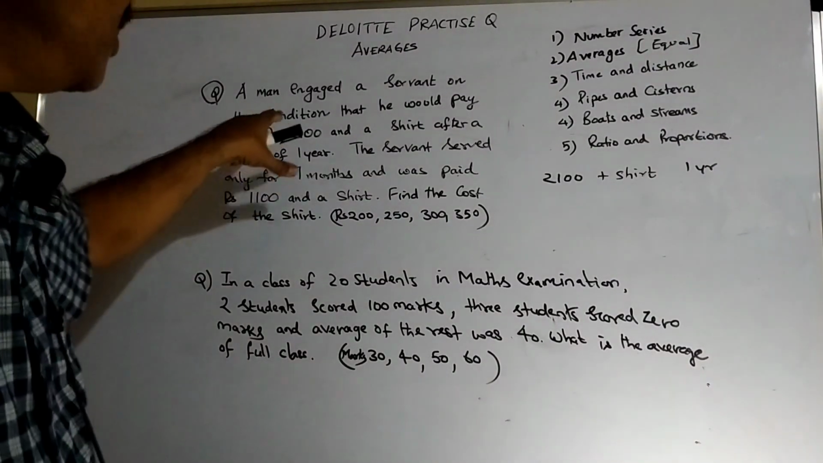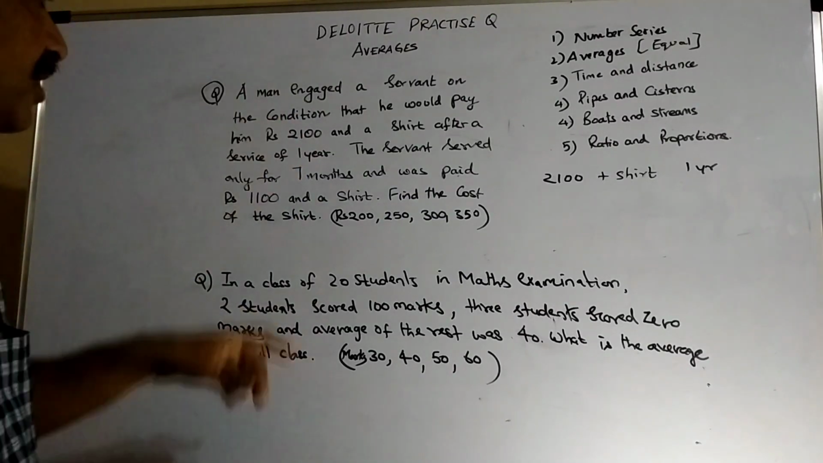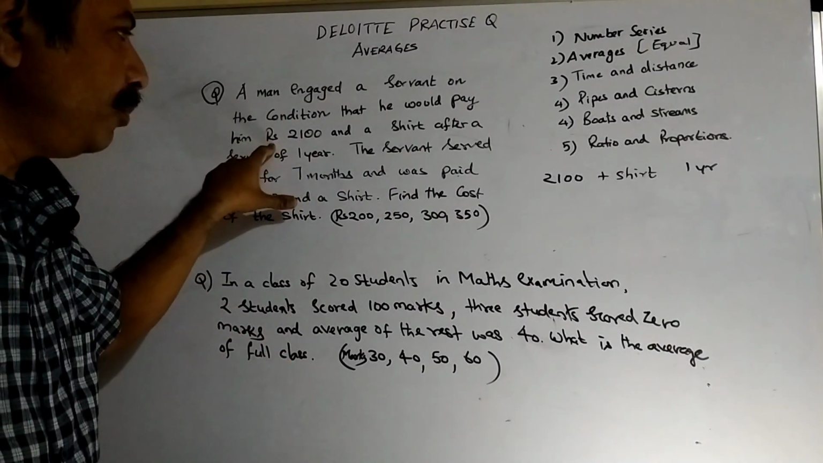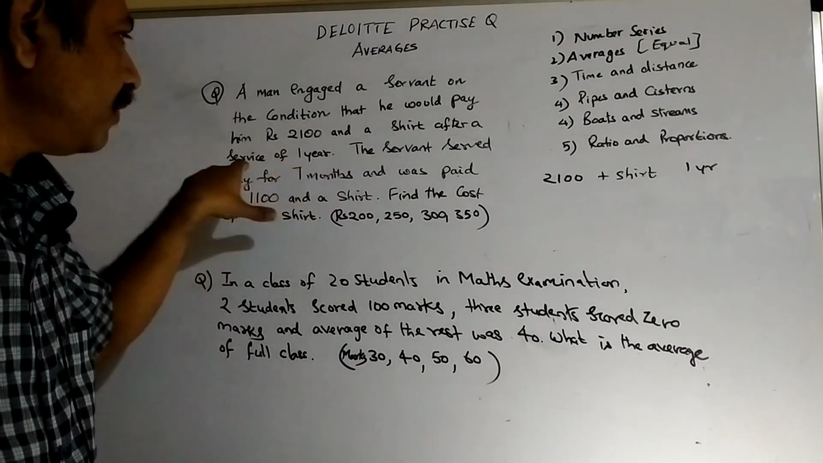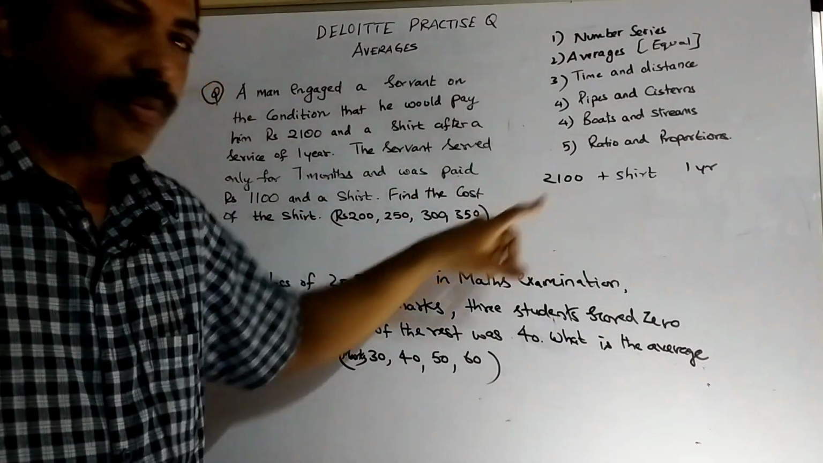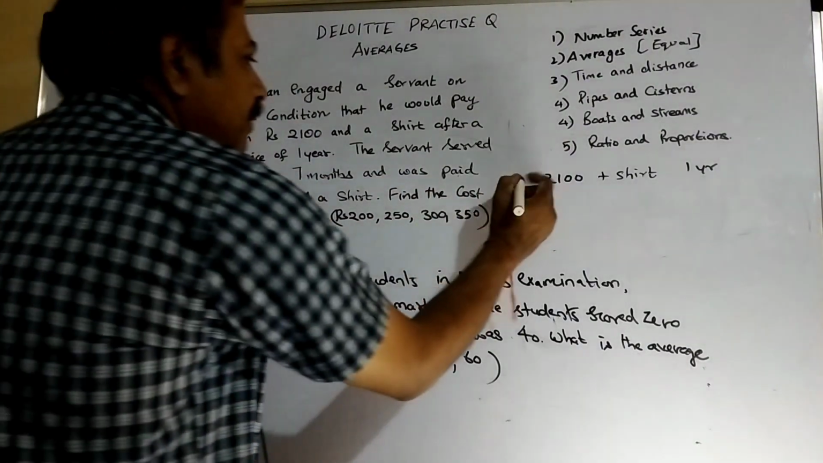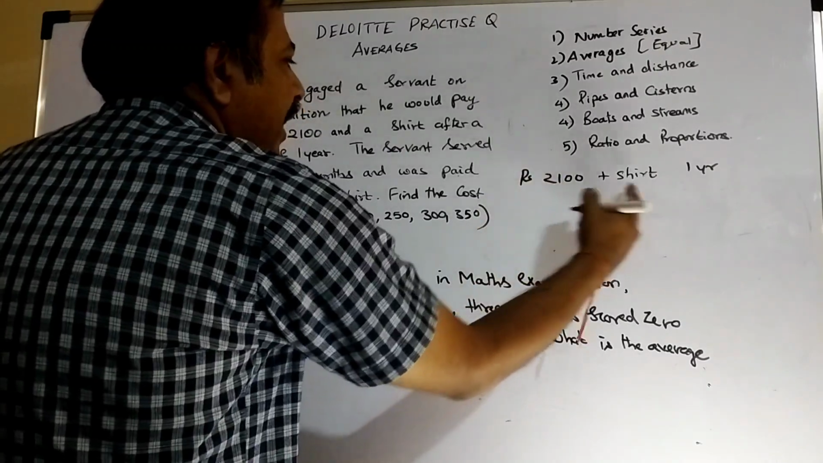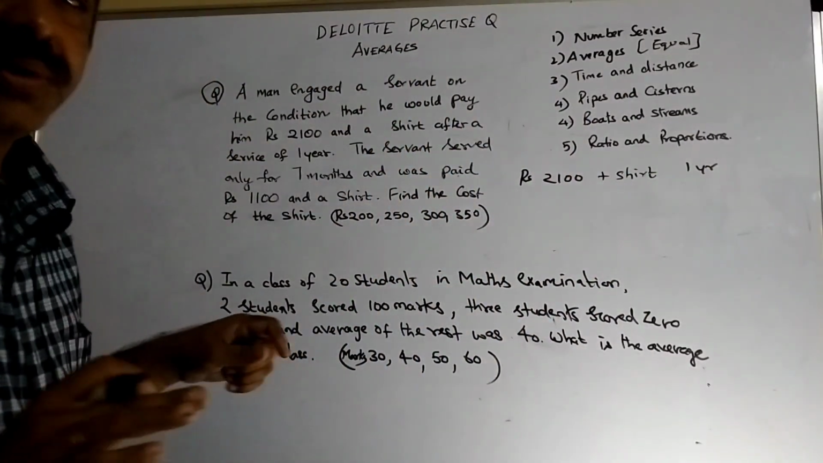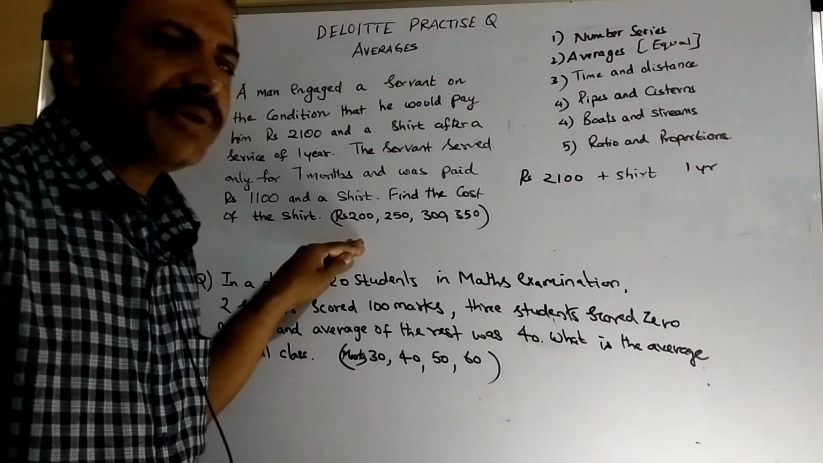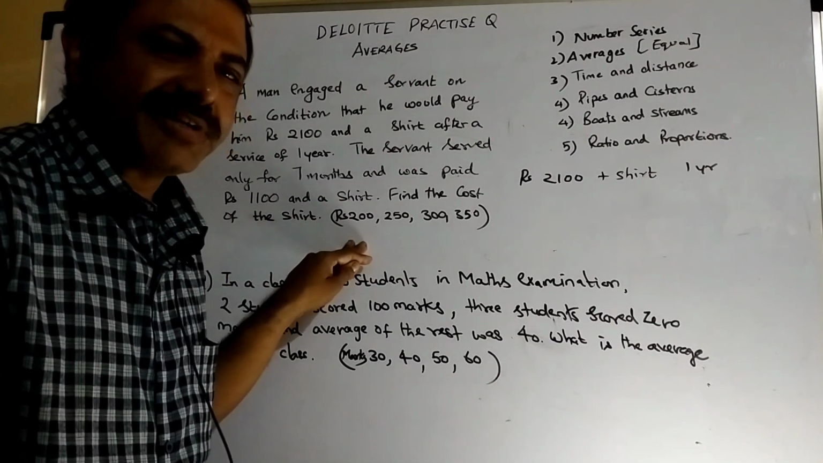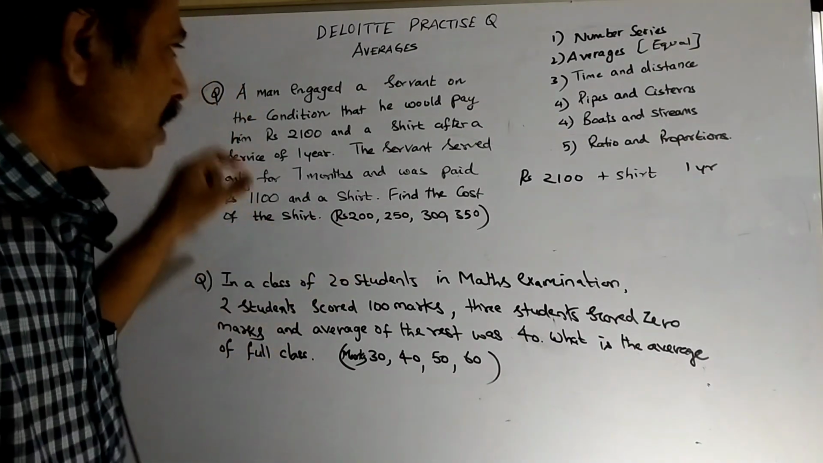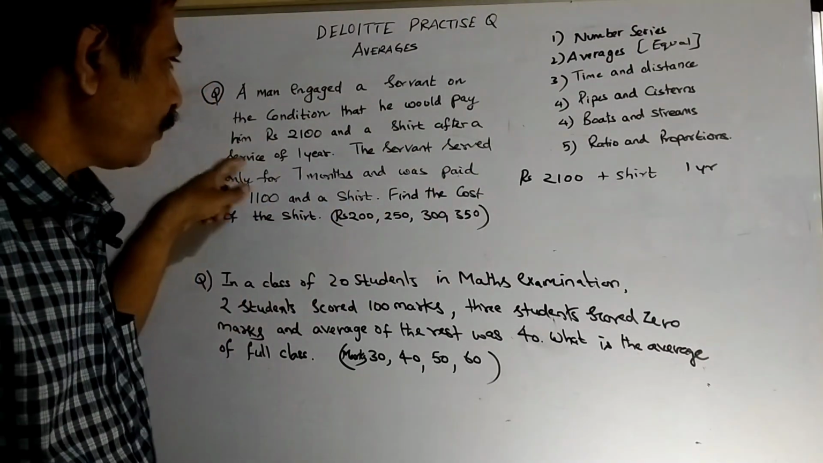The man engaged a servant on the condition that he will pay him 2,100 rupees and a shirt after a service of 1 year. He will pay him 2,100 rupees and a shirt after 1 year. So many students, I know, get confusion in this question. Okay? So this is given.